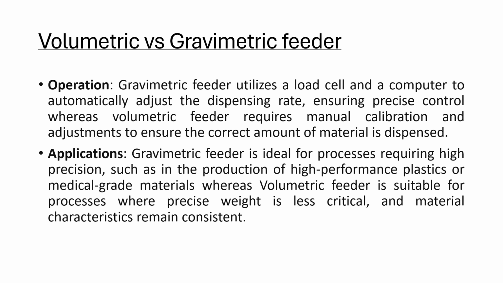Applications. A gravimetric feeder is ideal for processes requiring high precision, such as in the production of high-performance plastics or medical-grade materials, or dispensing of coal in power plants, whereas a volumetric feeder is suitable for processes where precise weight is less critical and material characteristics remain consistent.